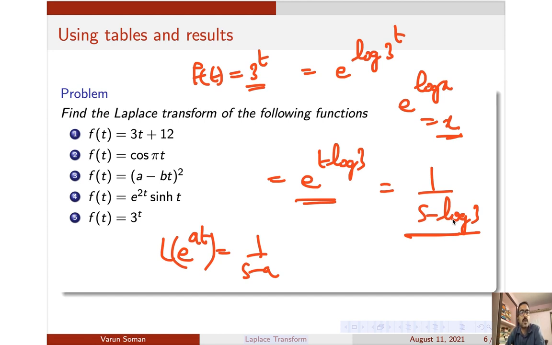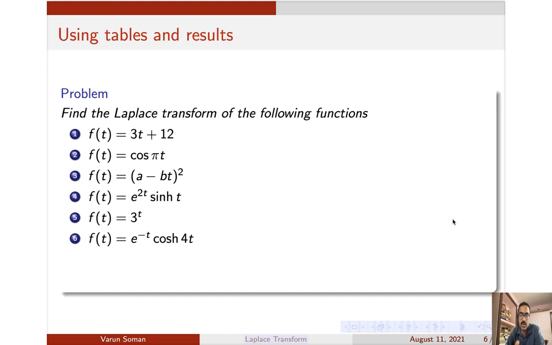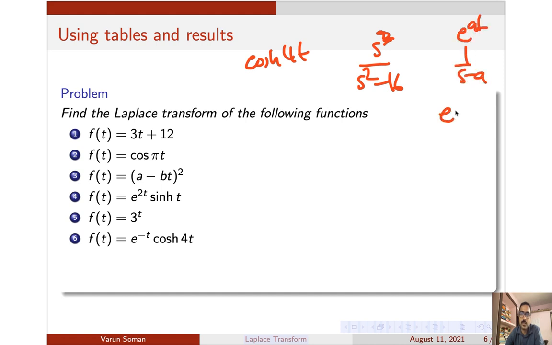Moving forward, e raised to minus t cos h 4t. I will not be doing that because you know how to do it. First we find the transform of cos h 4t. What is it? It is s by s square minus 16. Now you apply e raised to minus t. When it is e raised to at, it is replaced by 1 by s minus a. So when it is e raised to minus t, it will be replaced by 1 by s plus 1. Use that approach here and find it out.